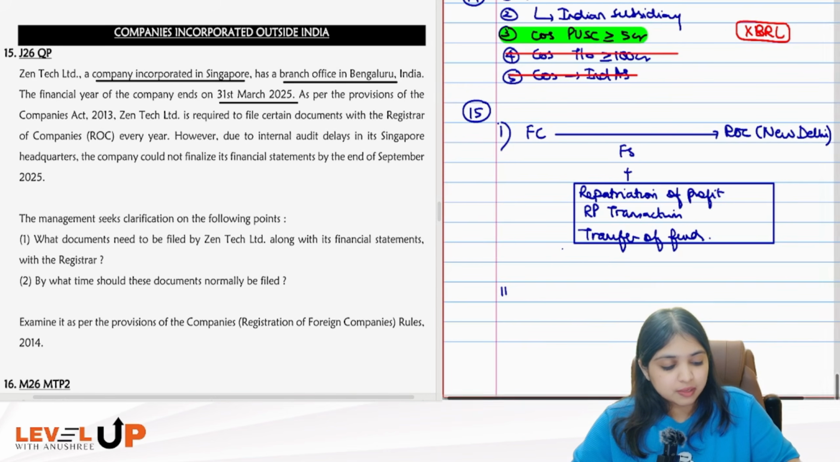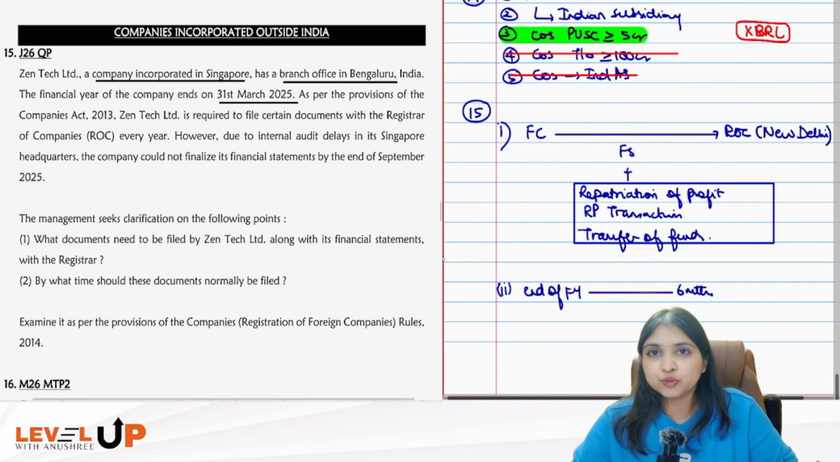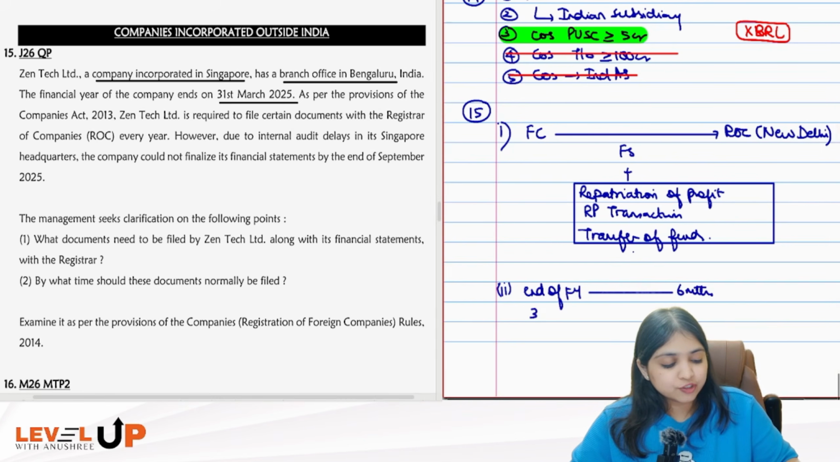Even this is very simple. We have to see the end of the financial year. From the end of the financial year, within 6 months, we are supposed to do this filing. So here the end of the financial year is 31st March 25. 6 months will be 30th September 25. By this date, we should file these documents with the ROC.